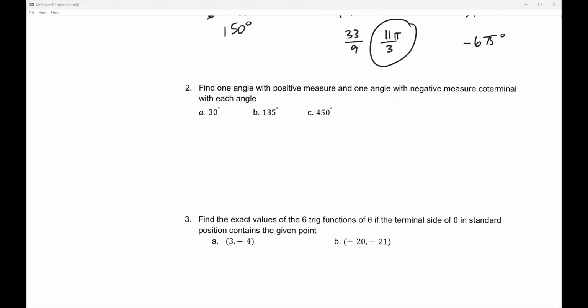So if you go to the unit circle here. It's slow right now, so let me stop sharing.